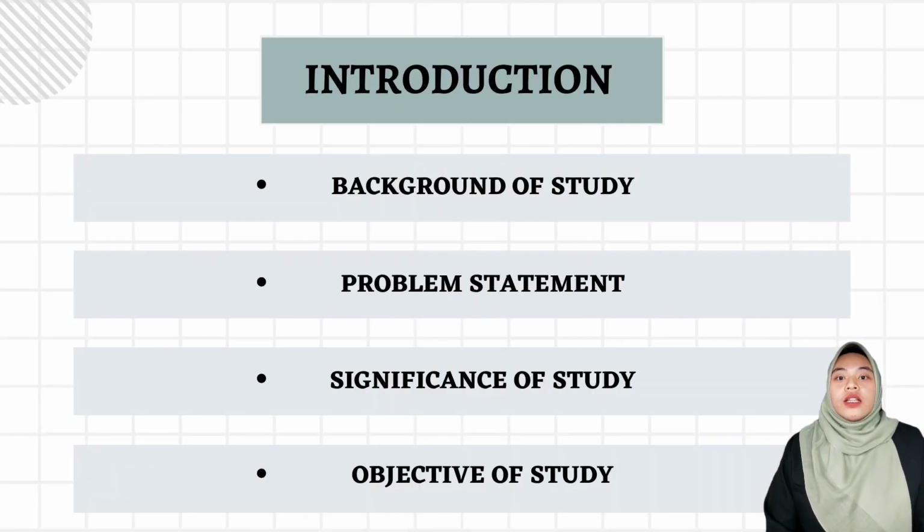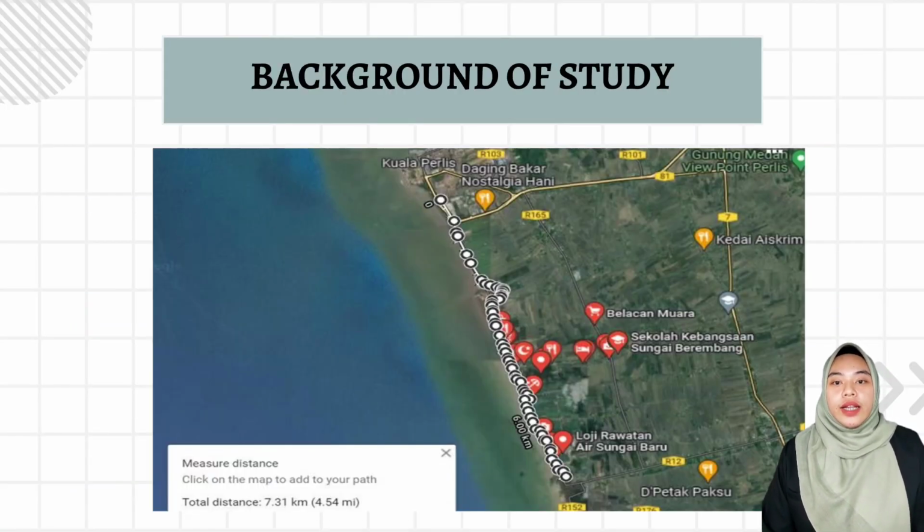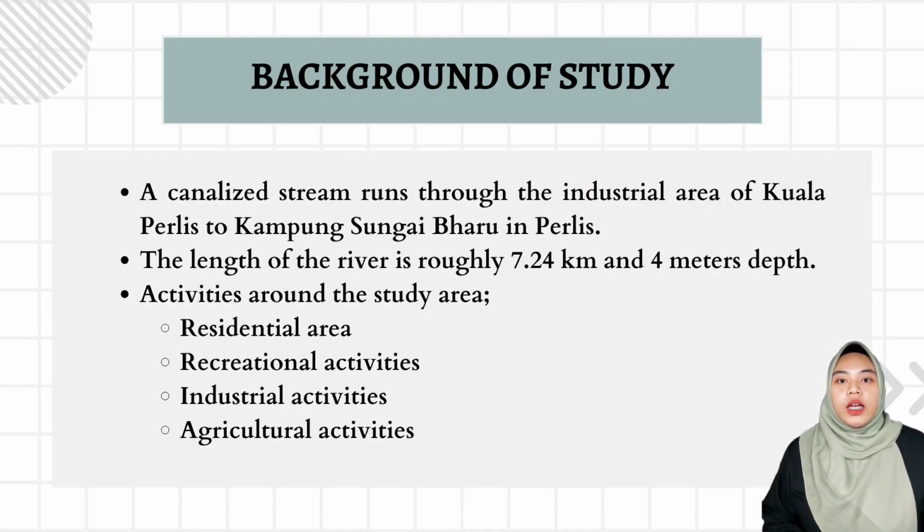Background of study. This study area is carried out at a canalized stream running through the industrial area of Kuala Perlis to Kampung Sungai Baru in Perlis. The river length is roughly 7.24 km and the depth of the river is around 4 meters. Along this river, there are residential areas, recreational areas, industrial areas and anthropogenic activities such as factory, power plant, paddy field, fish landing and water treatment.